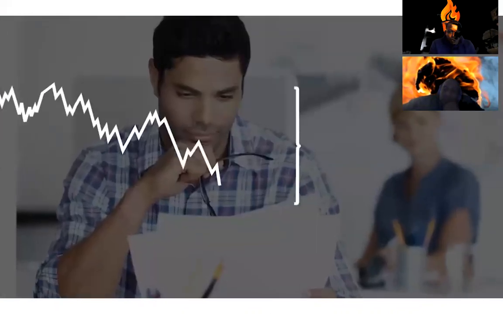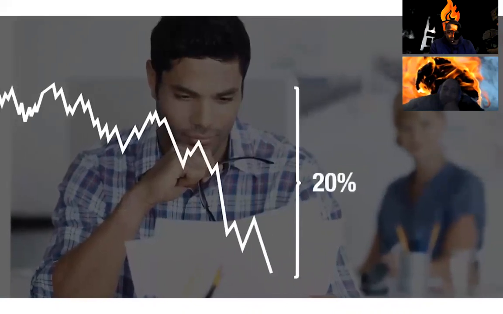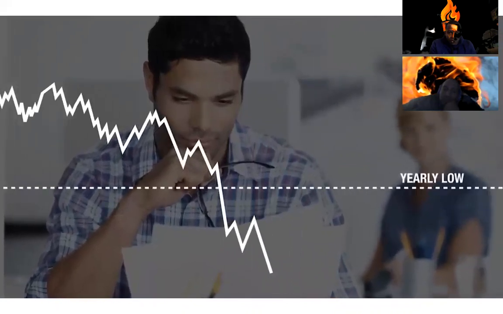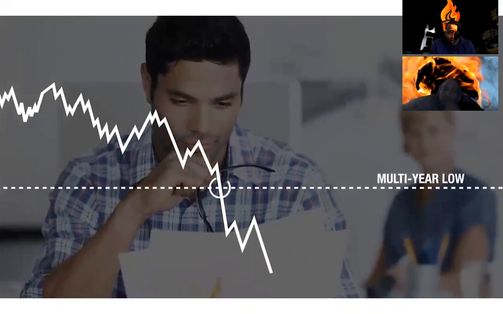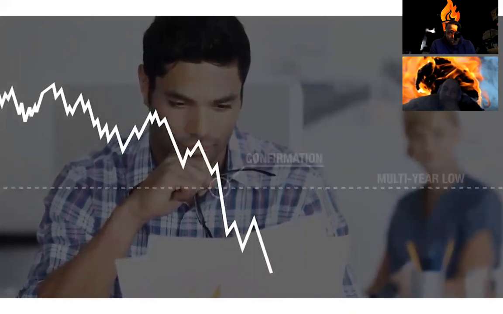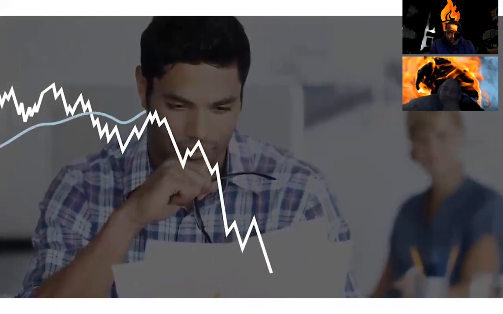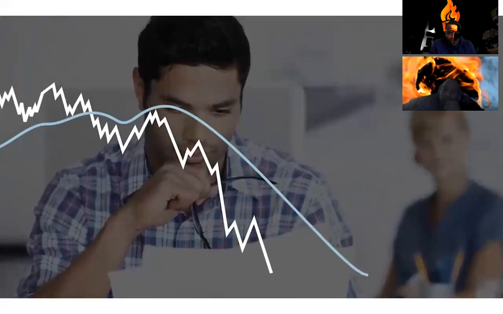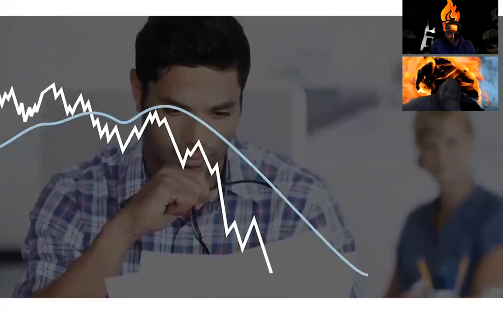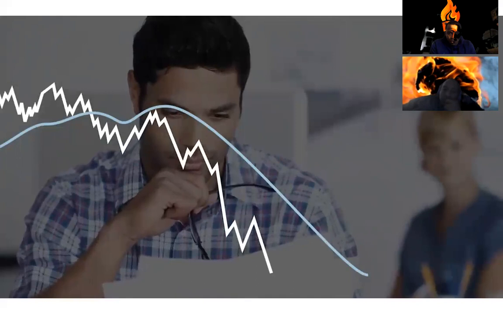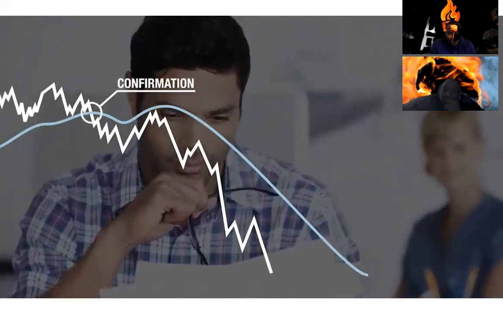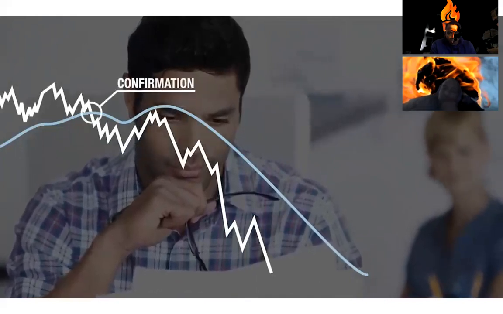Now that you know some characteristics, let's discuss how investors might confirm a bear market. After the broader stock market declines 20% from recent highs, investors can use a drop below yearly or multi-year lows as confirmation. Another way to help confirm a bear market is to apply the 200-day moving average to a broad market index, such as the S&P 500. Some investors view a drop below the 200-day moving average as confirmation.